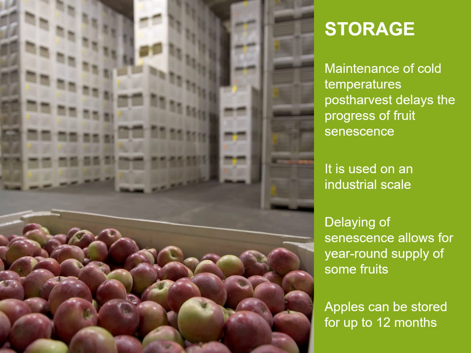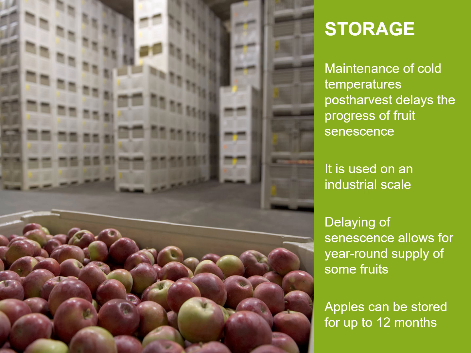So once a fruit falls from a tree, the senescence process is still ongoing within the fruit, and so this has to be slowed down during storage in order to extend its shelf life. One of the ways of doing this is by storing the fruit for very long periods of time in cold environments. And this is done in apple production on an industrial scale and allows for effectively year-round supply of fruits such as apples.